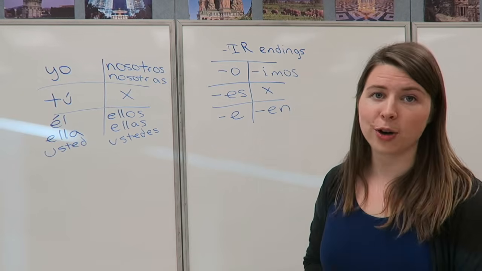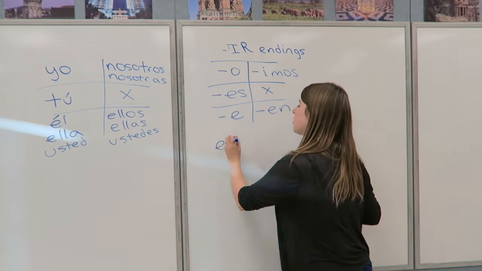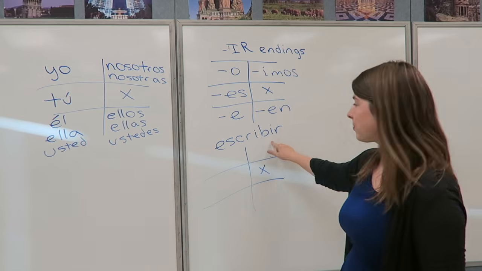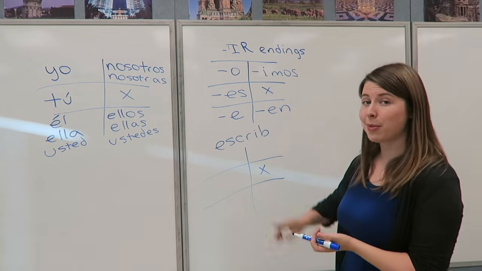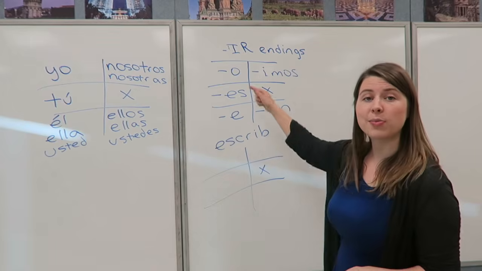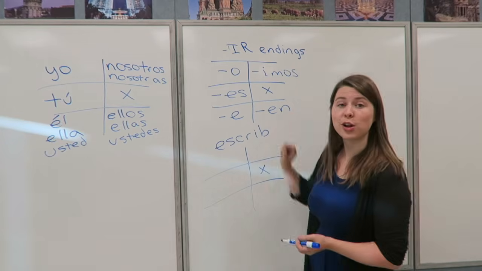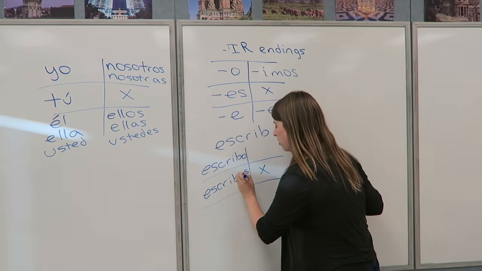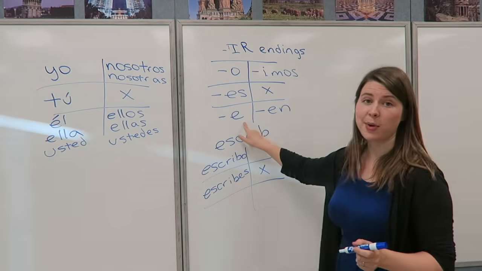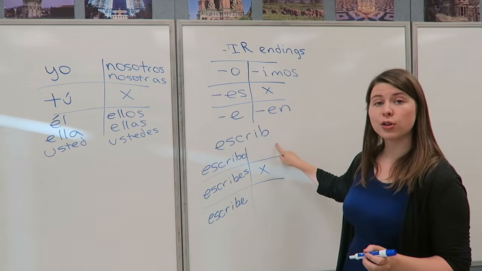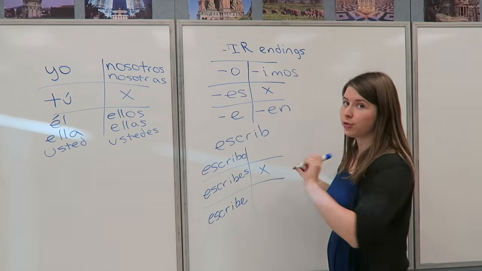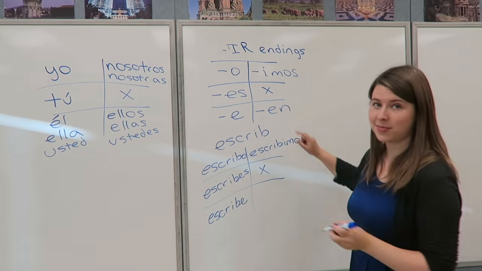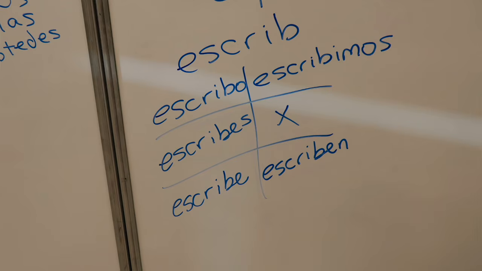Let's do one more verb to practice, escribir. For escribir, I'm going to take off my ending, get rid of that IR, and I'm left with escrib. So I'll use my same endings. Yo escribo, tú escribes. Él, ella, usted, escribe. Nosotros escribimos, don't forget the I. And finally, escriben. That's the ellos, ellas, ustedes form.